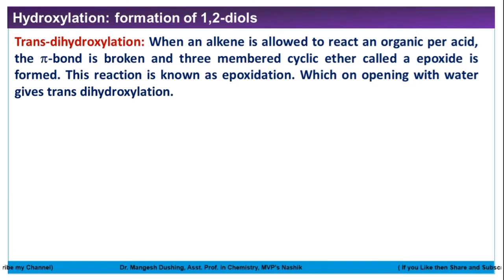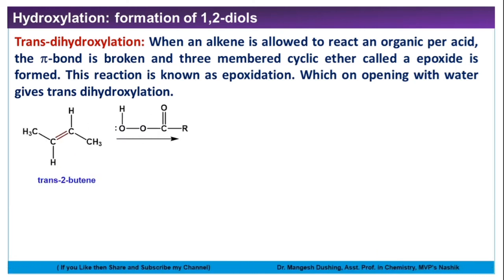So this is trans dihydroxylation. First a cyclic oxonium ion will form, and then after deprotonation that will be the epoxide. Epoxide means a cyclic three-membered ring with oxygen. The water comes from the back side, so the two hydroxyl groups are on the opposite sides. Let's see the example, trans 2-butene, and this is our per acid. This is the structure of the per acid, where the R group, R, C double bond O, O, O, H.